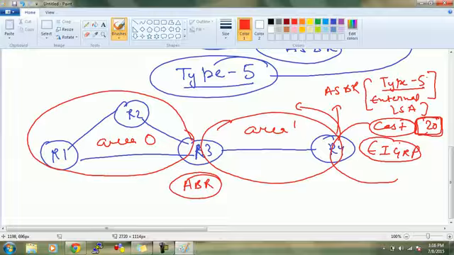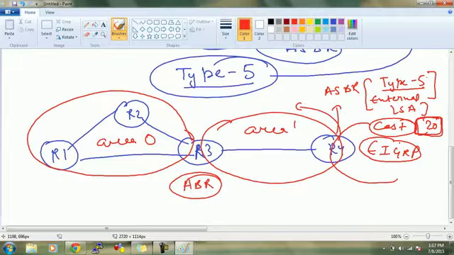Second thing, ABR will generate which LSA? Type 4. Type 4 is also called ASBR summary LSA. It means R3 is actually giving summary of ASBR into area 0. Clear? Should I repeat it in Hindi?